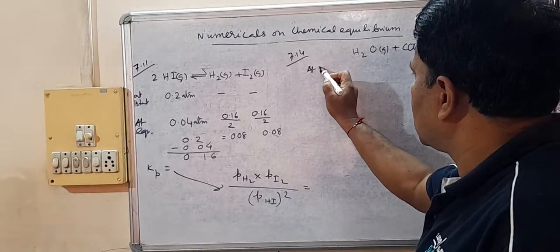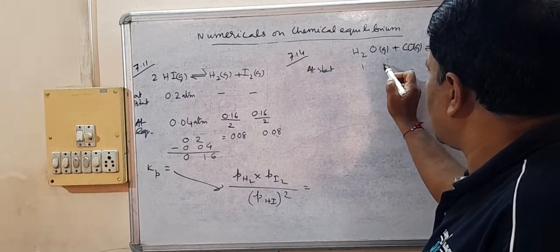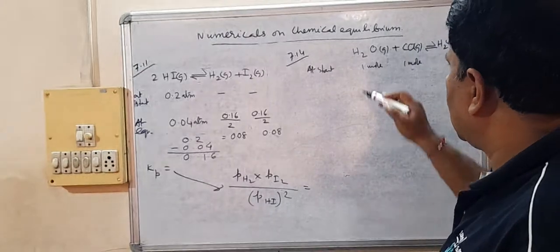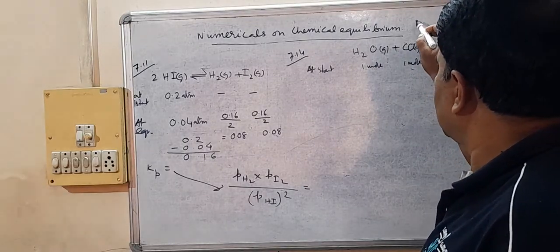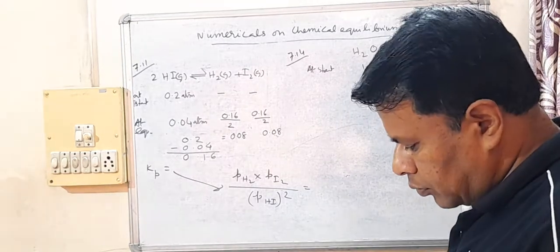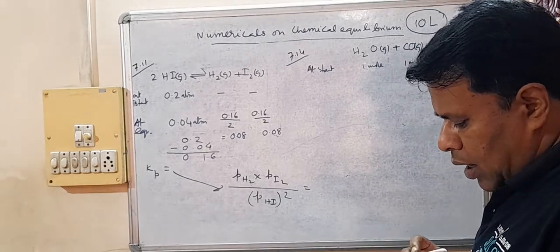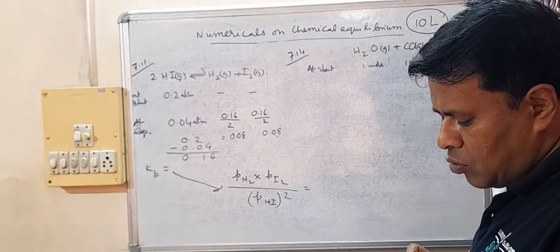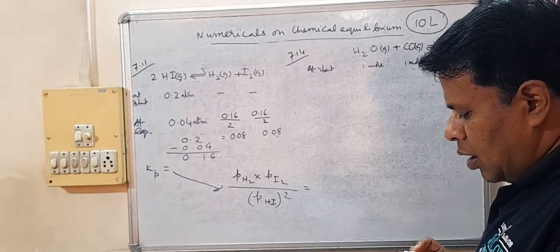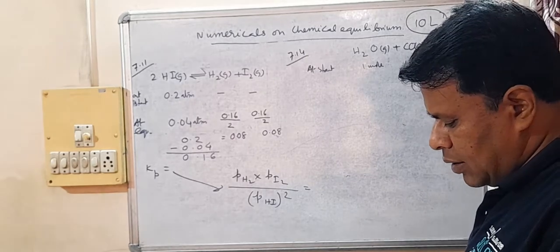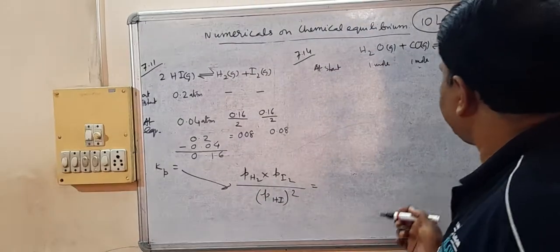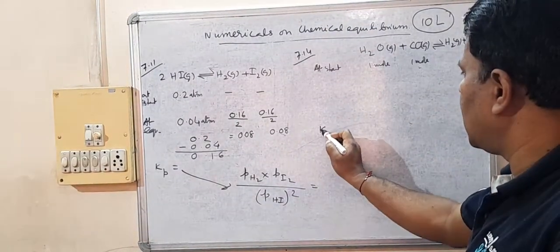It says that at start we have 1 mole of water and 1 mole of carbon monoxide, and this reaction takes place in a 10 liter flask. Volume of the flask is 10 liter. This reaction is happening at 725 Kelvin. It says that at equilibrium 40% of water reacts. So then we have to find Kc.